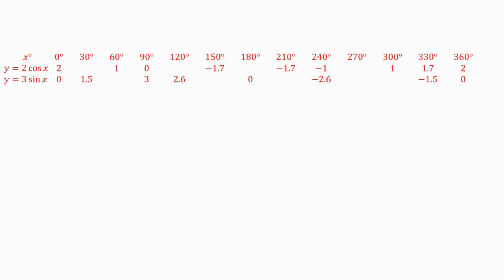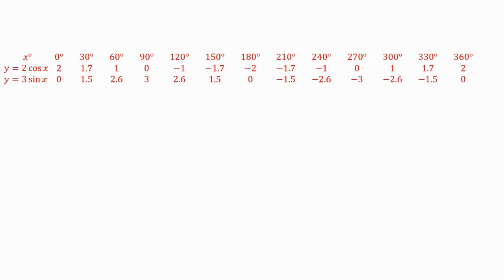So the first missing value is 2 cos x where x is equal to 30 degrees, and 2 cos 30 degrees is equal to 1.7. Then we have 3 sin 60 degrees, which is equal to 2.6. 2 cos 120 degrees is equal to negative 1. 3 sin 150 degrees is 1.5. 2 cos 180 degrees is negative 2. 3 sin 210 degrees is negative 1.5. 2 cos 270 degrees is 0. And 3 sin 270 degrees is negative 3.